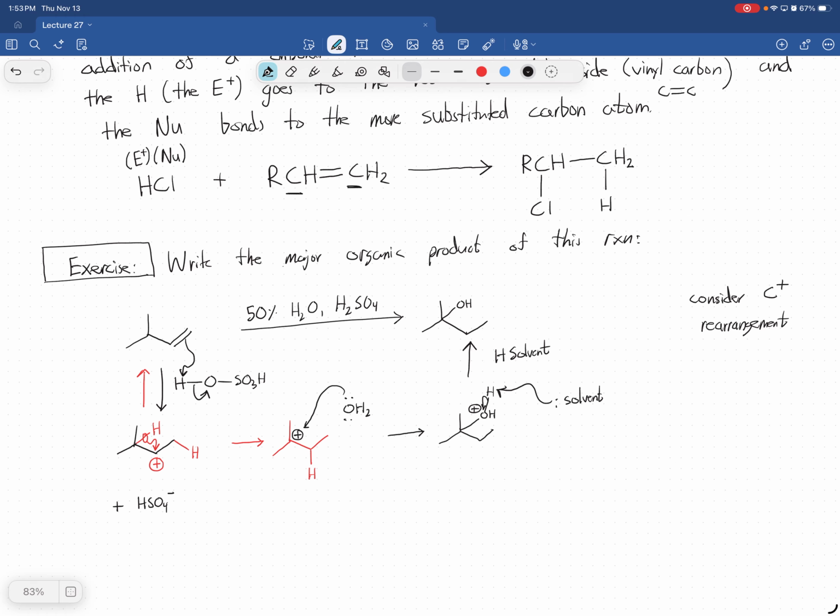Couldn't we use the sulfuric acid? Yeah, you can use that too. It's fine. Generally what I like to do is show that the solvent is picking up the hydrogen, but you can show anything that has a lone pair or a negative charge. It doesn't matter, as long as it has an extra lone pair. If it doesn't have lone pairs, you can't do that. So that's our product here.